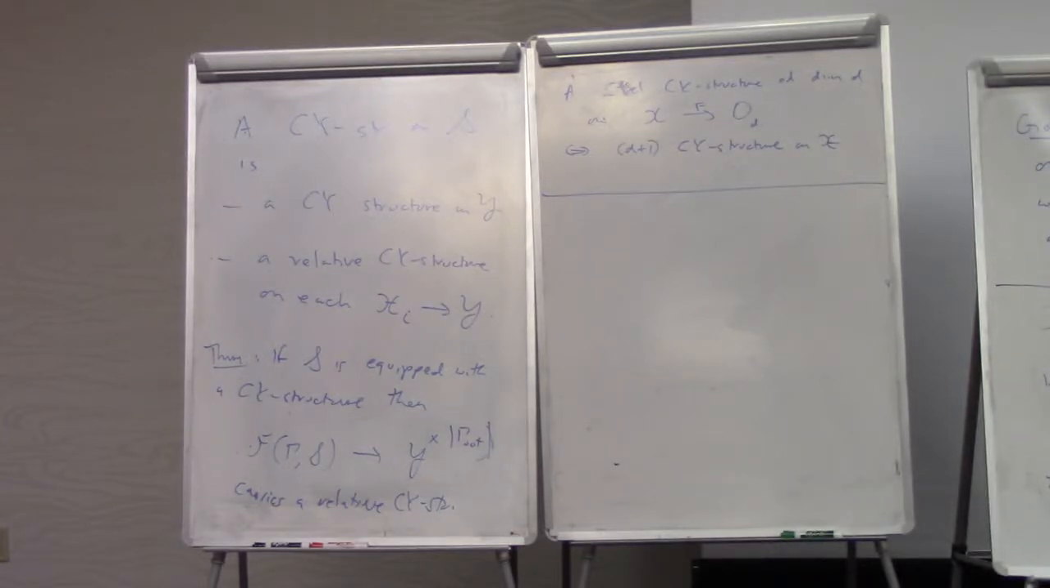Okay, so before I tell you what this relative Calabi-Yau structure actually is, let me tell you what the statement of the behavior of this thing on the pullback is.